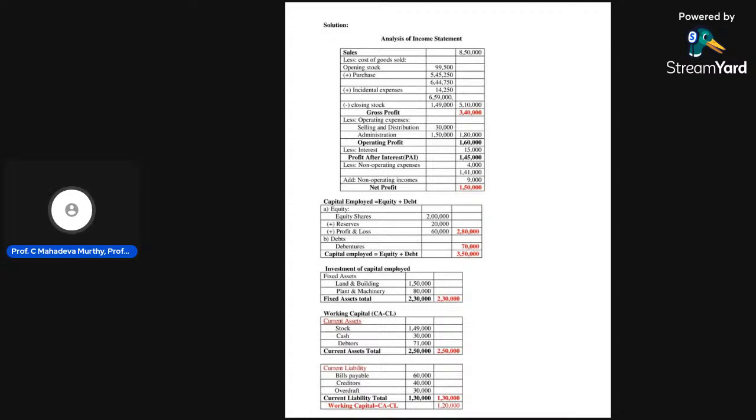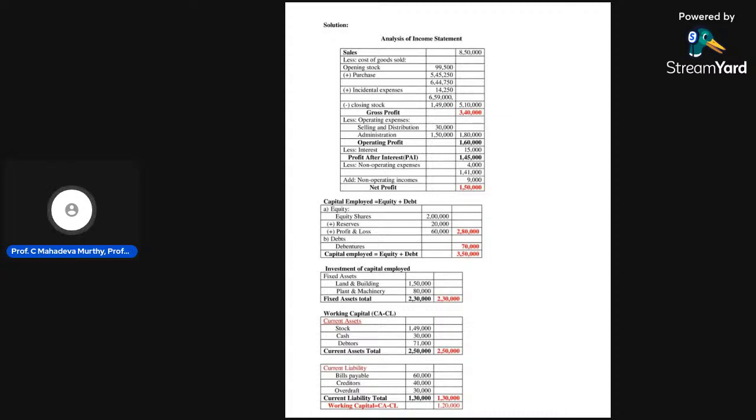Working capital, we already know, those who are from commerce and management already studied that: working capital is equal to current assets minus current liability. What are all the current assets provided in this problem, and what are all the current liabilities provided in the problem. Working capital is most important, current assets are most important, total of current liabilities is most important, total fixed assets are most important.